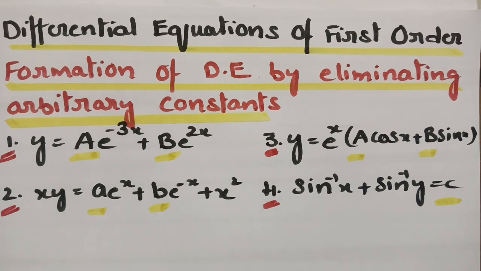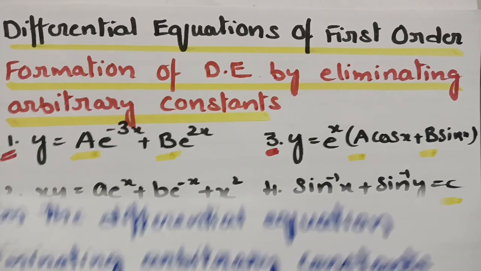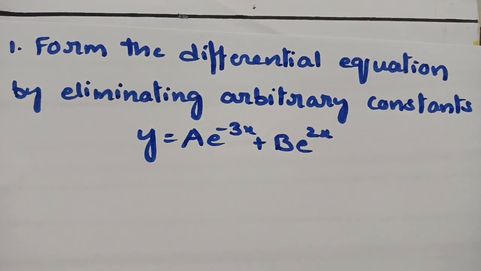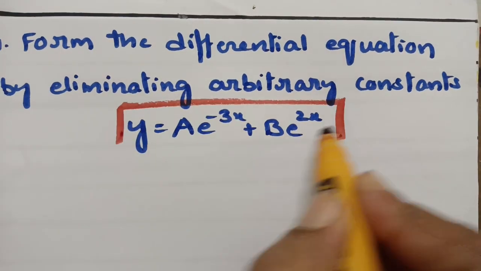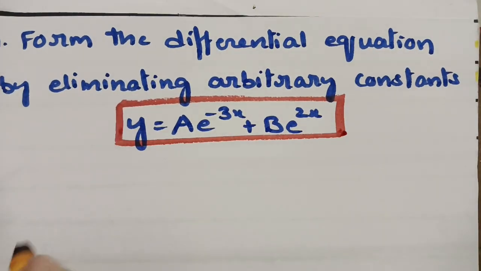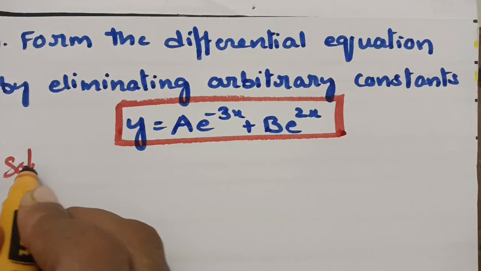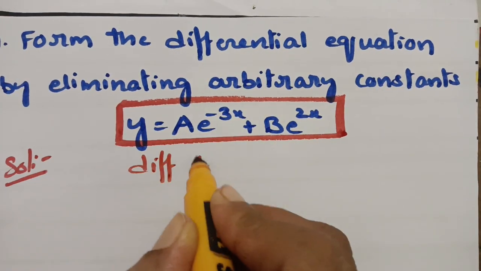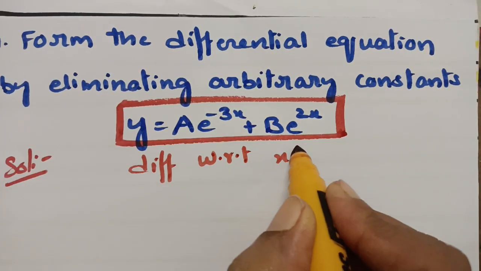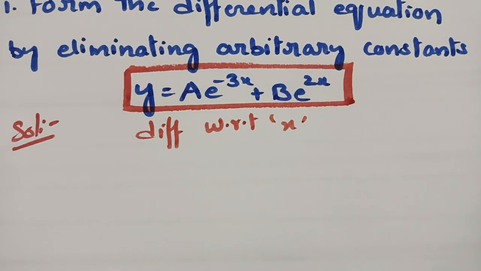Let's get started to find the first solution. We have to form the differential equations by eliminating the arbitrary constants. y is equal to a into e power minus 3x plus b into e power 2x. So here is the solution. First, we have to make a derivative with respect to x. As there are two constants, this is the first time I am making a derivative.